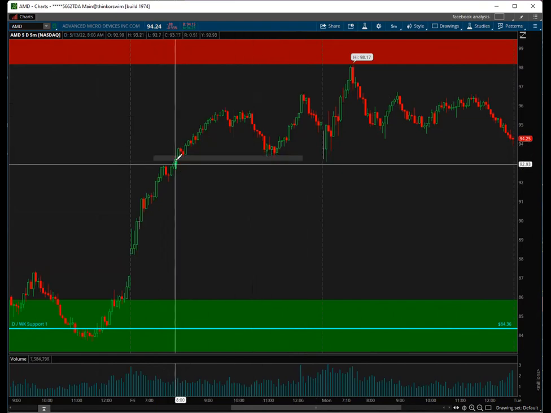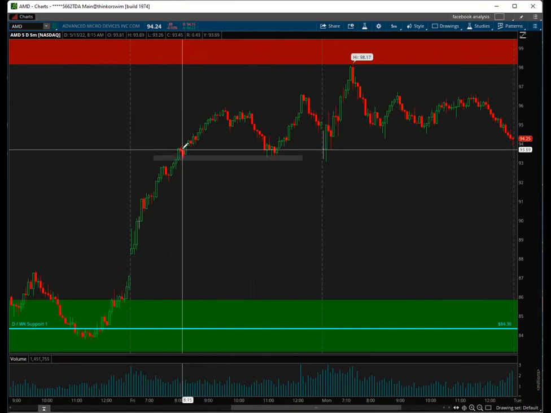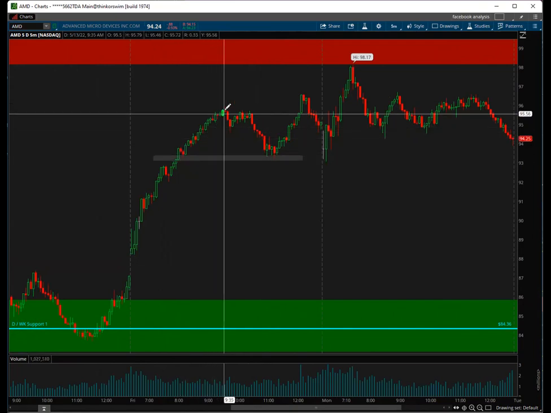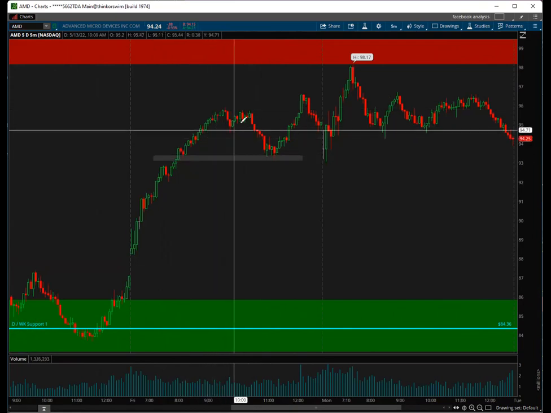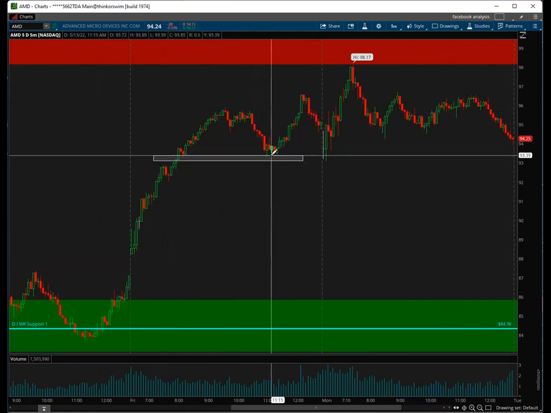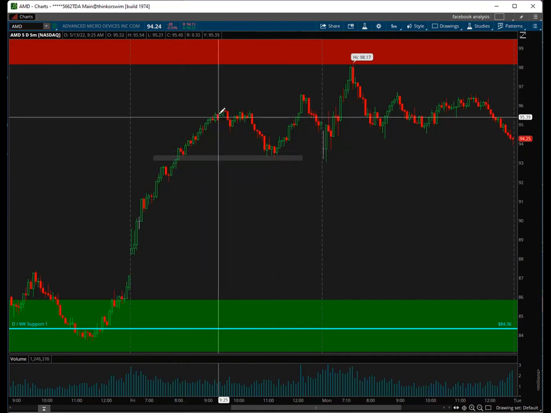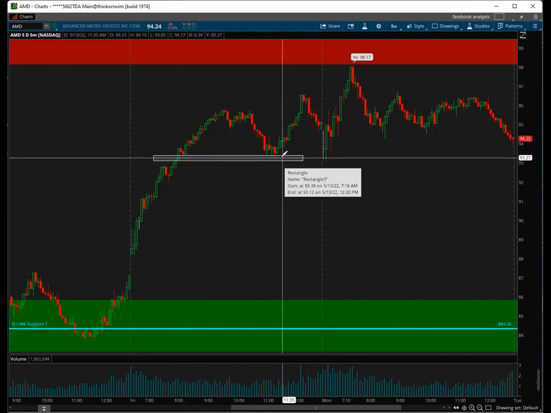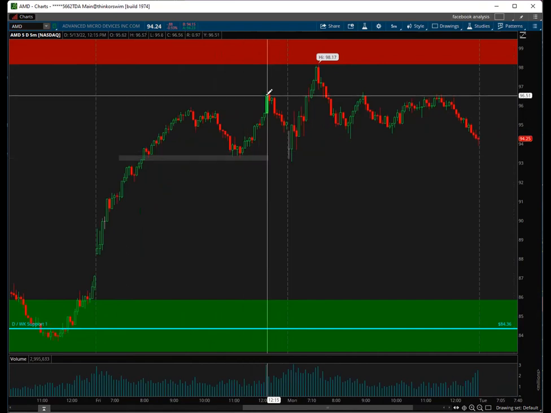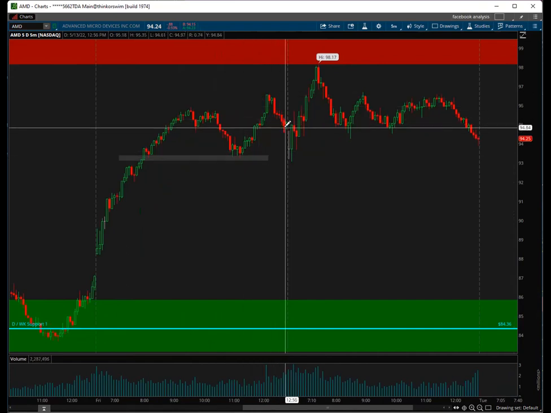Okay, so it looks like we found some support right here based on this pullback. We come back up, come back down, come back up, come back down, and guess where we are again. We're in the same support as right here where we previously pulled back to continue higher. So here we go. This is AMD right here. We come back higher again. We sold off again.